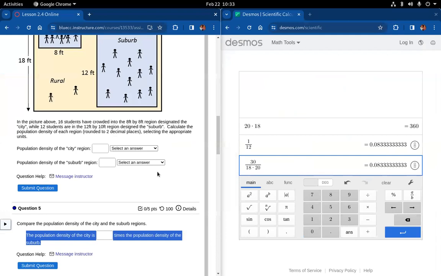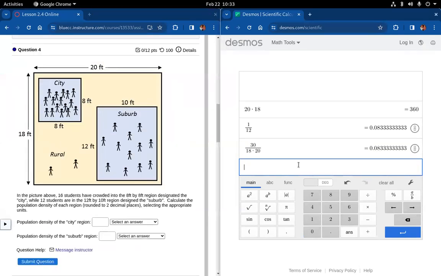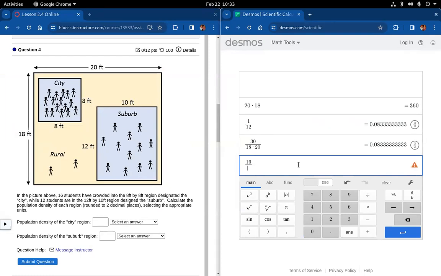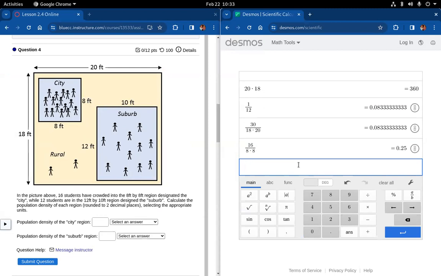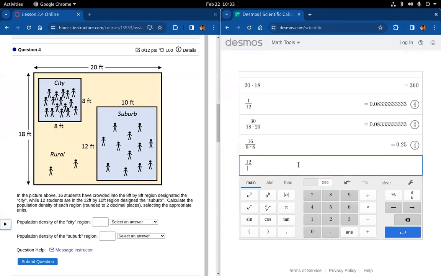There we go. Okay, so city, we have 16 people split up into an area that is 8 by 8. So that's 0.25, 25 hundredths, 1/4. And then for the suburb, we had 12 students in a region that is 10 by 12. And so that is 0.1. So we want to take those two numbers, the 0.25, 25 hundredths, and the 0.1, 1/10 in our comparison.